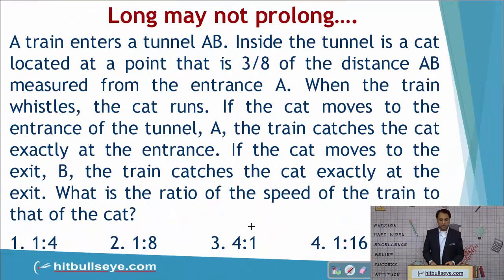A train enters a tunnel AB. Inside the tunnel is a cat located at a point that is 3/8 of the distance AB measured from the entrance A. When the train whistles, the cat runs. If the cat moves to the entrance of the tunnel A, the train catches the cat exactly at the entrance. If the cat moves to the exit B, the train catches the cat exactly at the exit. What is the ratio of the speed of the train to that of the cat?